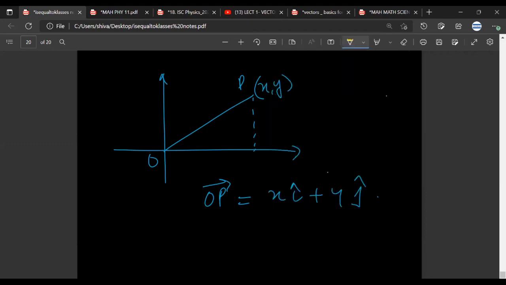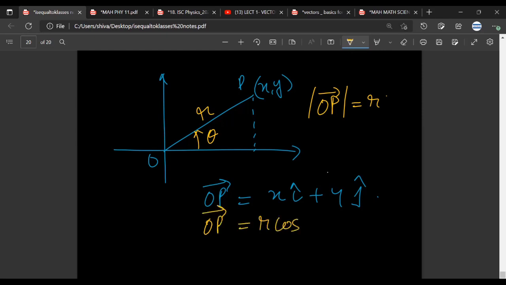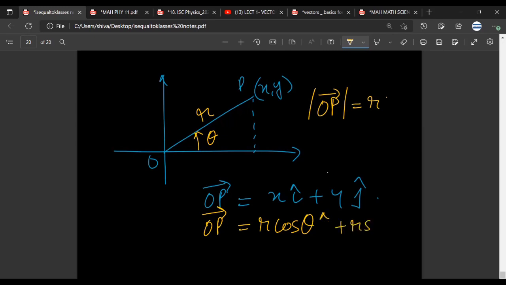What I do is, I say that the length of OP is equal to r. And this vector is making this angle theta with the x-axis. Are we clear? Another way of writing the same vector is r cos theta i plus r sin theta j. Are we clear? This would be r cos theta, and this would be r sin theta. Are we clear till here?